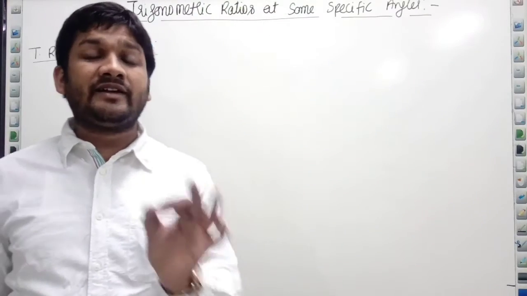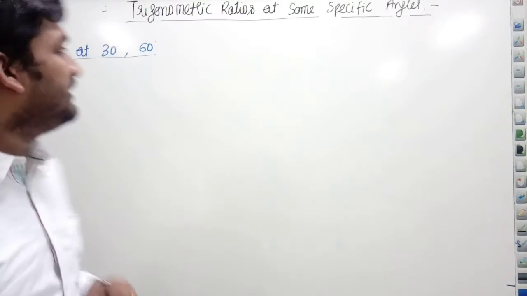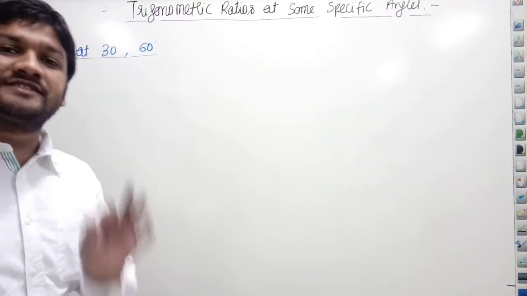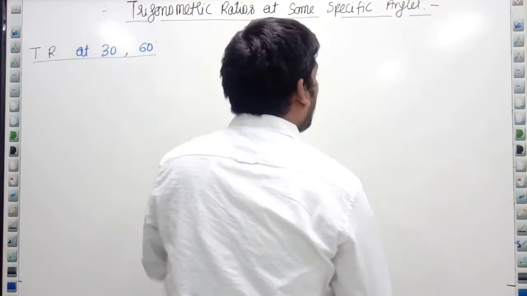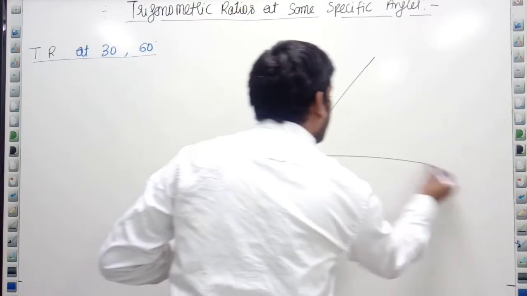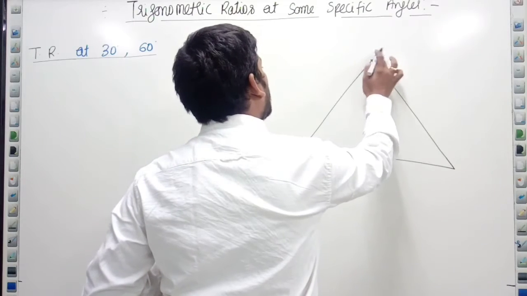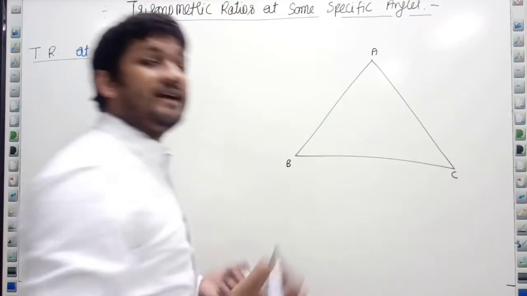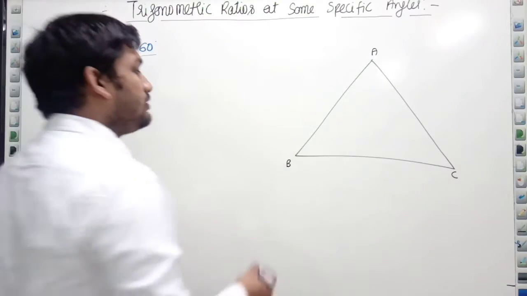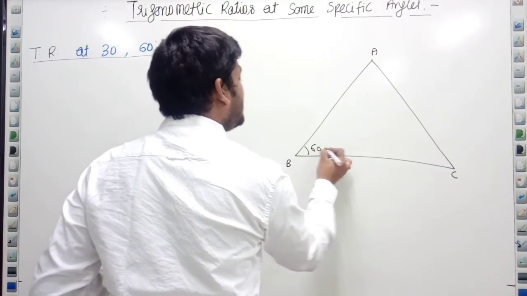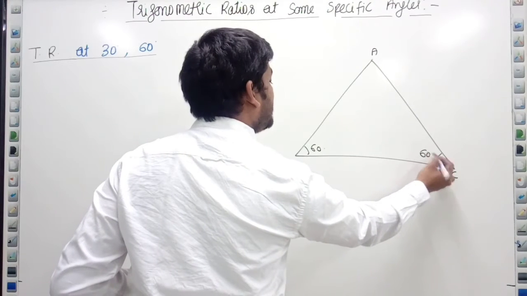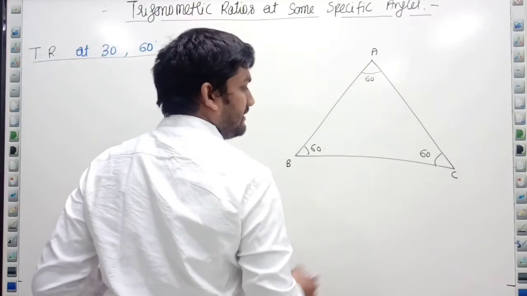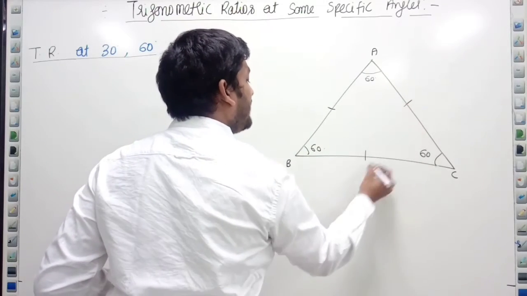Trigonometrical ratios at 30 and 60 degree. To find the trigonometrical ratios at 30 and 60 degree, we'll draw an equilateral triangle. Now if I draw an equilateral triangle ABC, all angles are equal, all sides are equal. So we will have this angle as 60, this will also be 60, and this will also be 60 degree. All sides are equal, so we will have A.